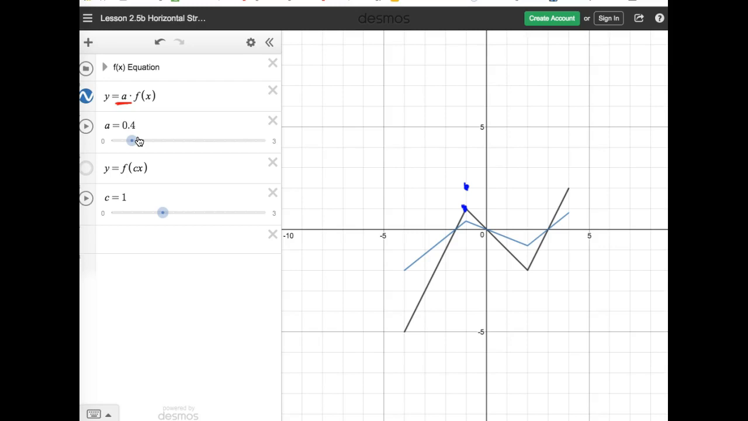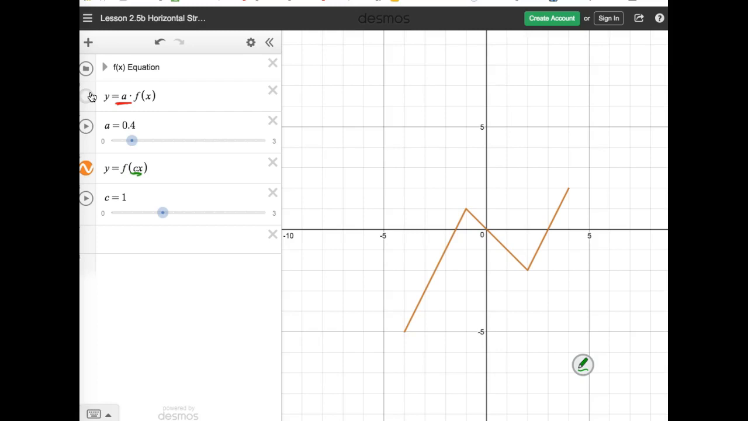Yes, no? Okay. What does C do? What is that C value now? This time C is inside with your X, right? So instead of a vertical stretch or compression, we have horizontal stretches and compressions. And if C is negative, what's going to happen? This time it would reflect over the y-axis.